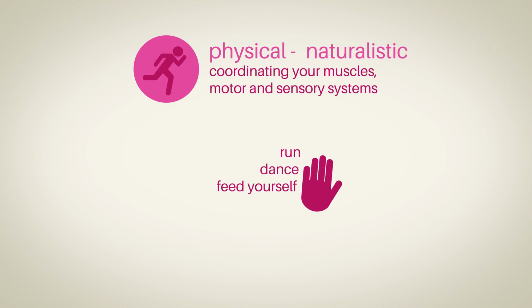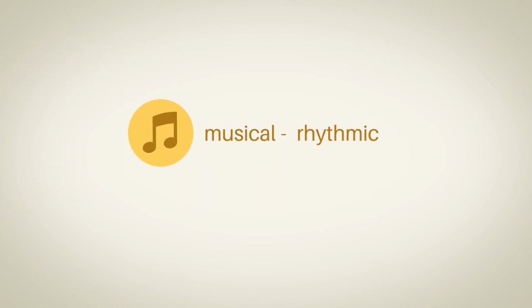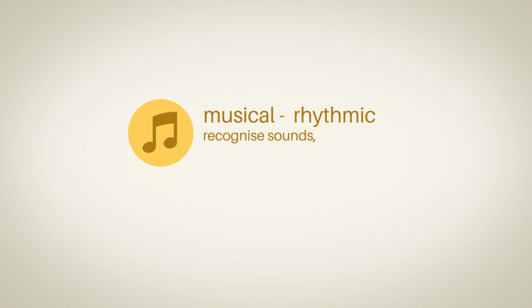Naturalistic intelligence is used to connect and adjust to your natural surroundings. For example, when you do the gardening. Next, there's musical rhythmic intelligence, which you use to recognize sounds, rhythms, tones, and so on.